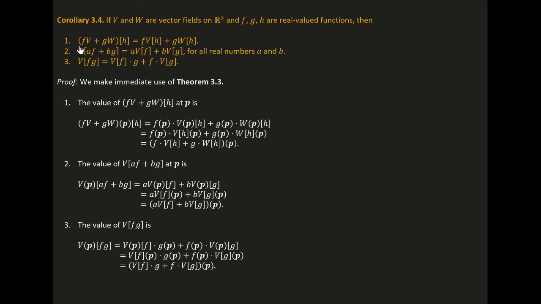So here, instead of real numbers, you could think of these functions as being our scalars. And so now when we apply a linear combination of vector fields with scalars, these real-valued functions, we obtain the same thing as just a linear combination of the vector fields being applied to our function. Likewise, the application of a vector field to a linear combination of functions gives us a linear combination of these functions.